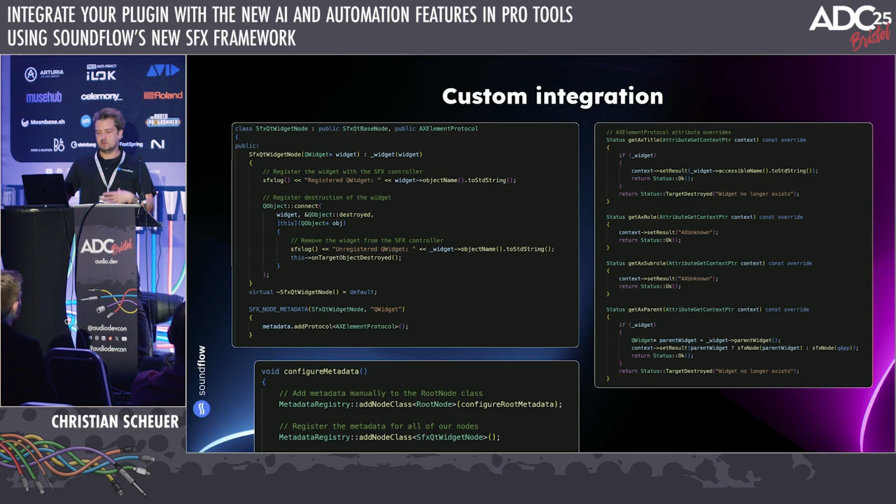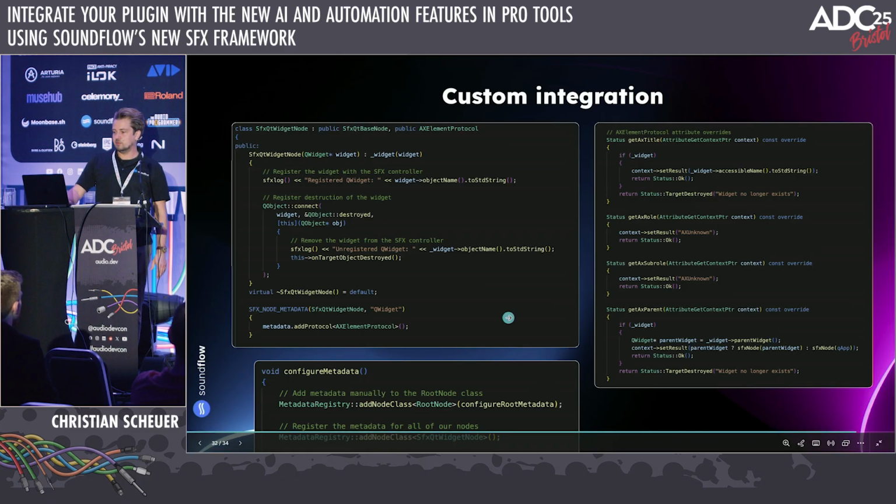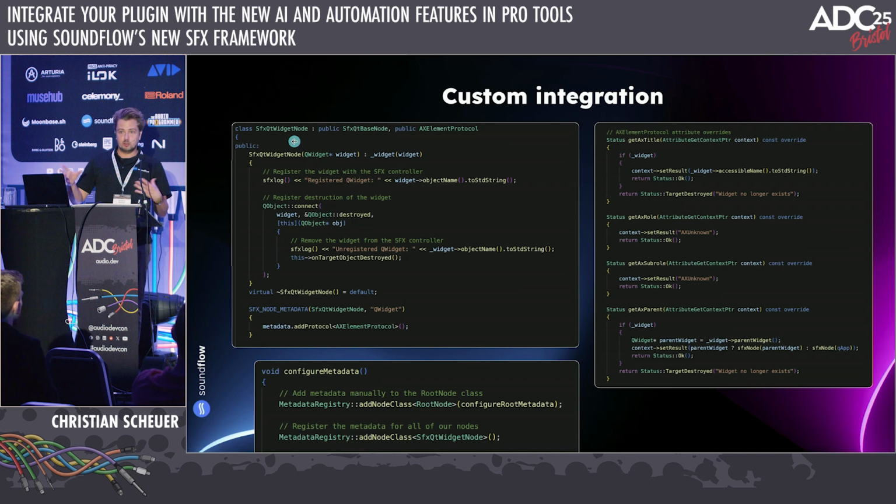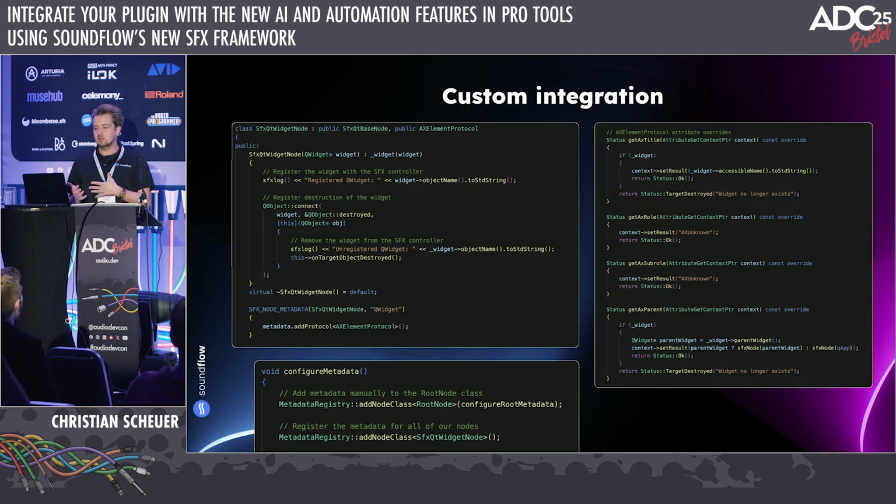Here's an example of the Qt integration that we have. So here we're defining a custom node. A node in SFX lingo is basically a mapping of a class. And here we're implementing the AX element protocol, which is another way of telling SoundFlow that this is mapping a UI element in an accessibility kind of way. So it's a really, really simple system that with about 20, 30 lines of code can get your JUCE plugin automatically mapped. And then you can very easily add things like presets.